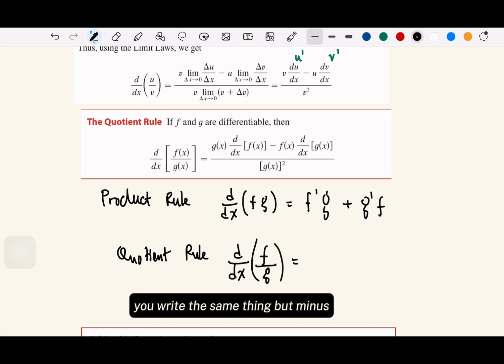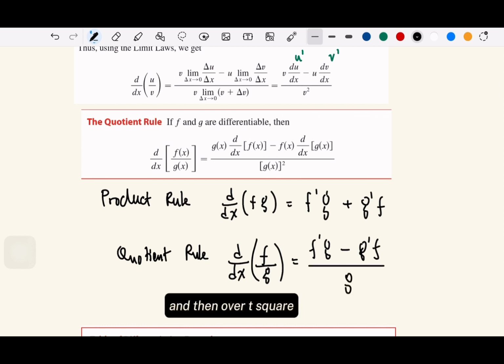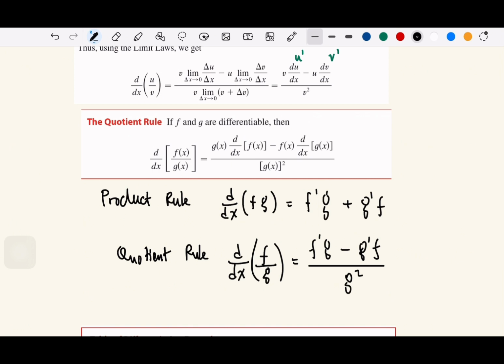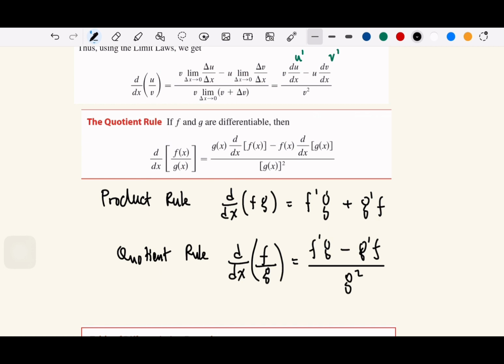You write the same thing, but minus, and then over g squared. Just some suggestions, so that you can see that both actually have similar patterns. But there's a difference in the value, positive and negative.